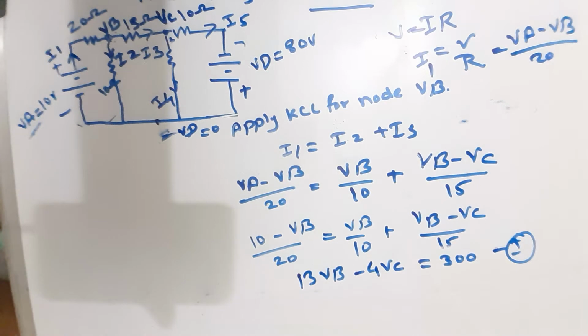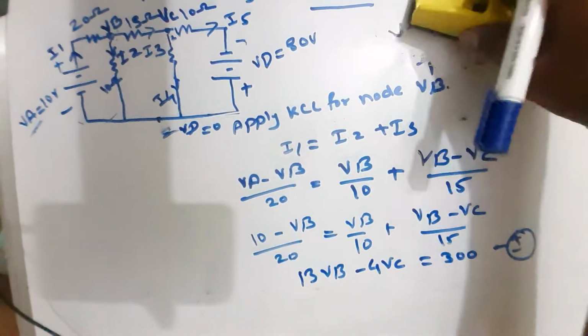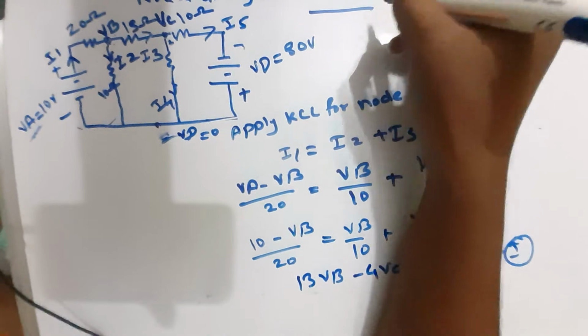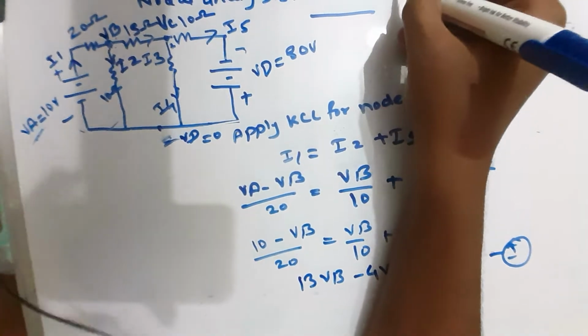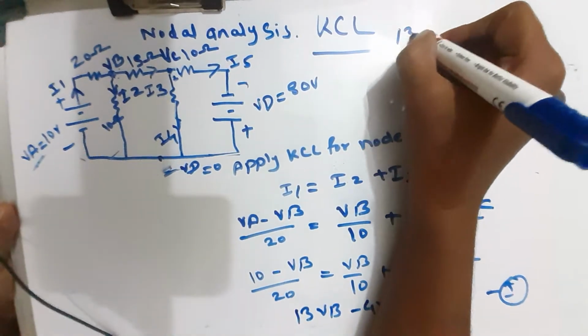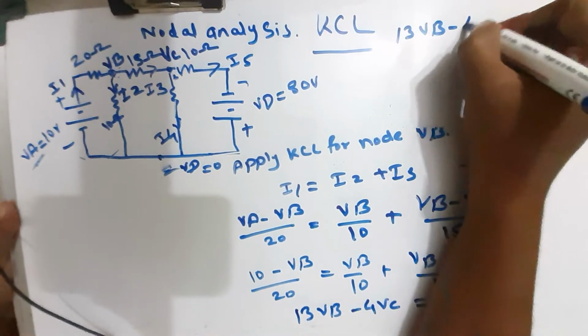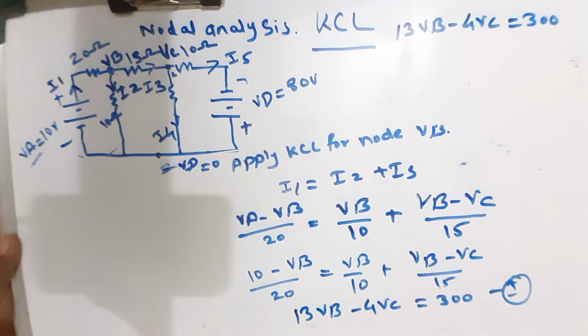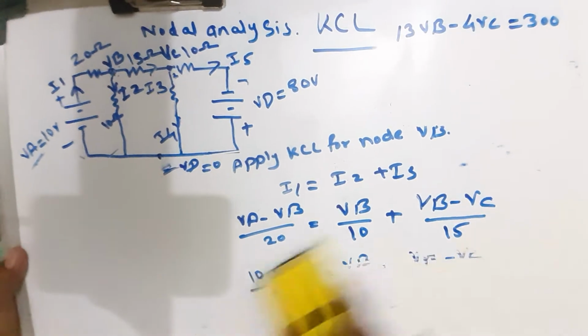So here we applied the KCL for node VB. The first equation I will write down on the top side because I have to use this afterwards. So here I will write down 13 VB minus 4 VC equal to 300.